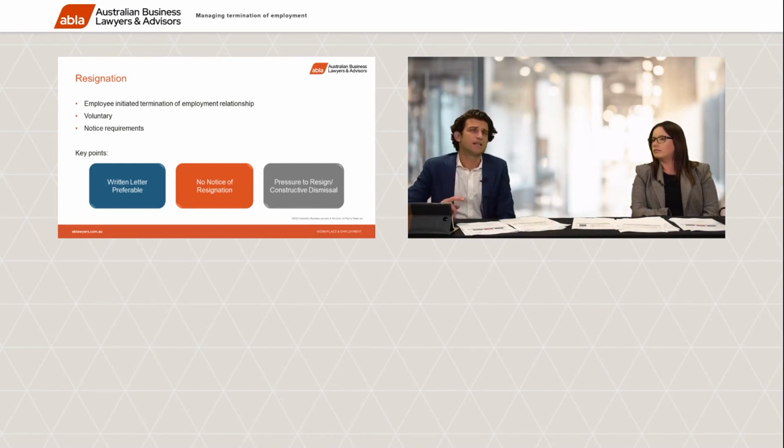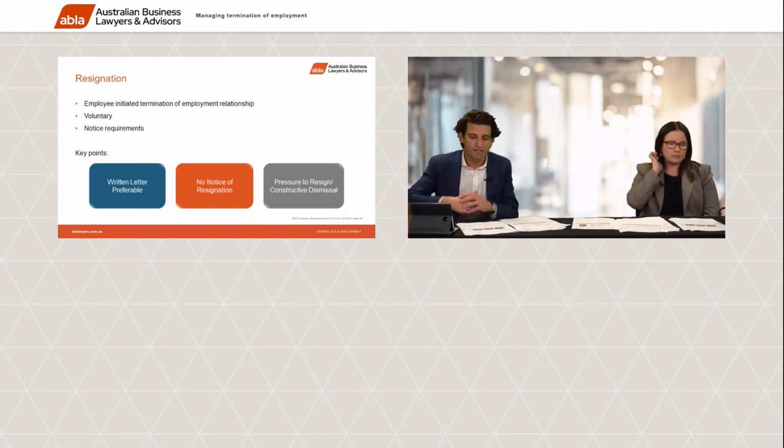The second element is, if we move aside from constructive dismissal for a moment, that on occasion employees will resign and then seek to retract the resignation later. If it has been put in writing, clearly specifying when they're resigning, when they intend to leave, when the effective date of termination is, then that makes it much, much more difficult for them to retract on the basis that it was a resignation in the heat of the moment. And so that's why it's always preferable to get some form of written communication.